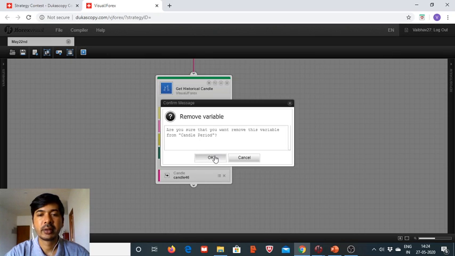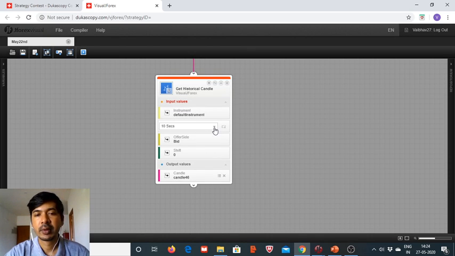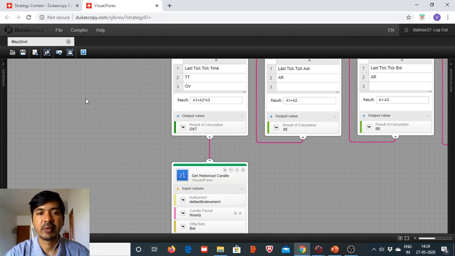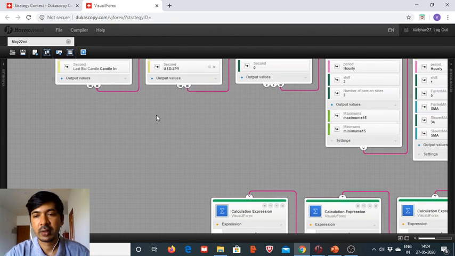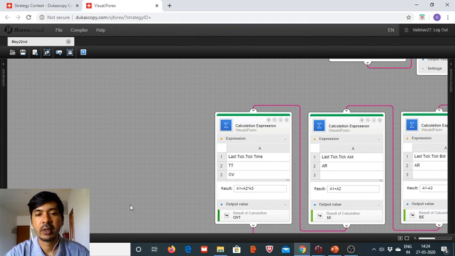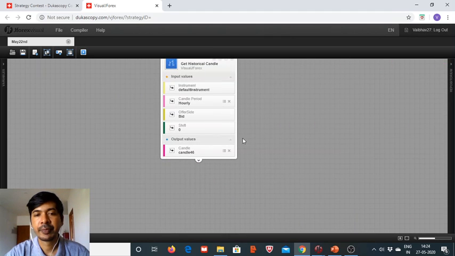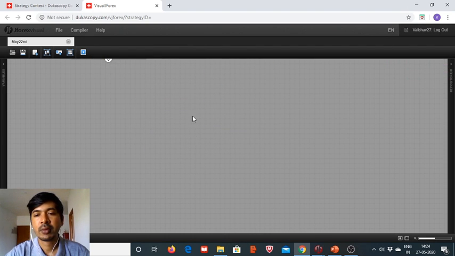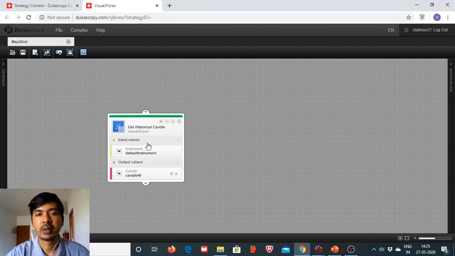Default period is going to be on 1 hour, so we make it hourly. Upper side is bid side. Let me check the fractal side, and it is bid, the closing price. Okay, we keep things similar, and now we need to connect this.